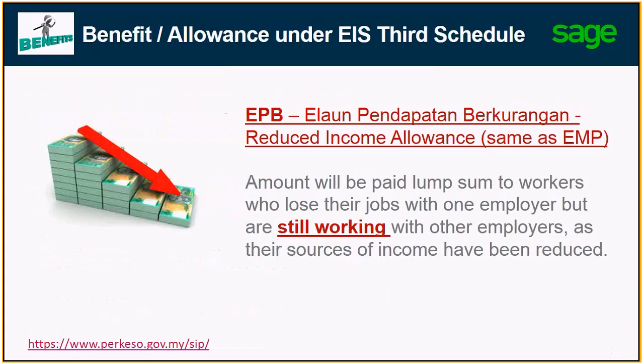The next benefit is the reduced income allowance, or EPB, allowance pendapatan berkurang. It's very similar to EMP. This amount will be paid as a lump sum to workers who lost their jobs with one employer but are still working with other employers, as their source of income has been reduced. That's why they get EPB rather than EMP.